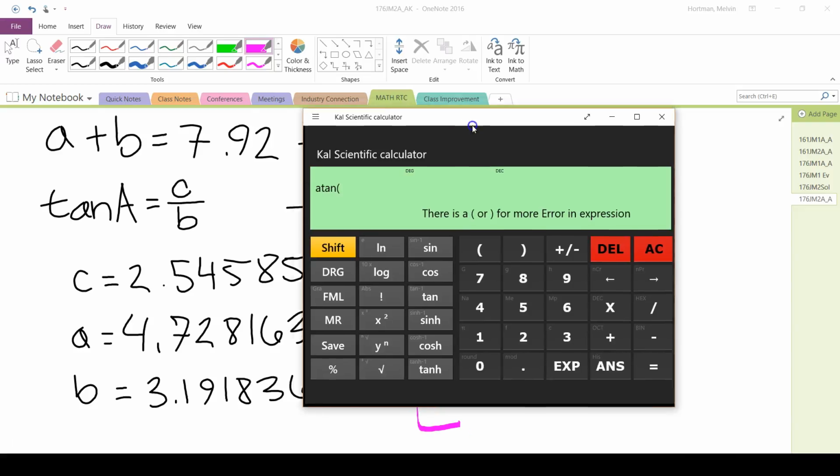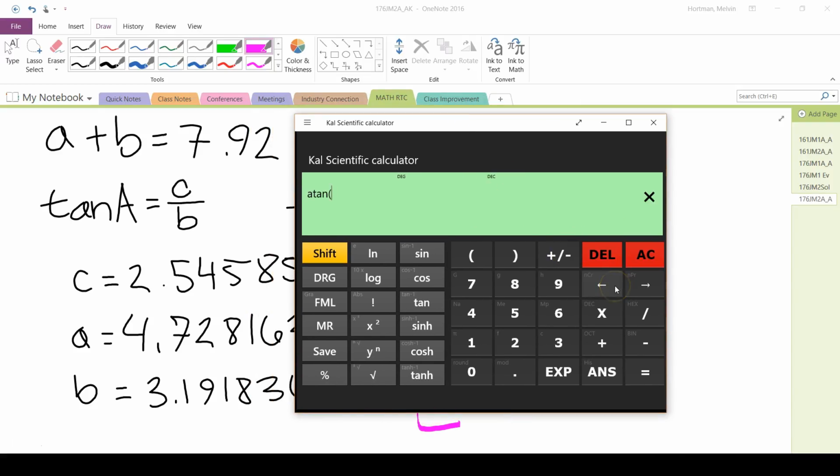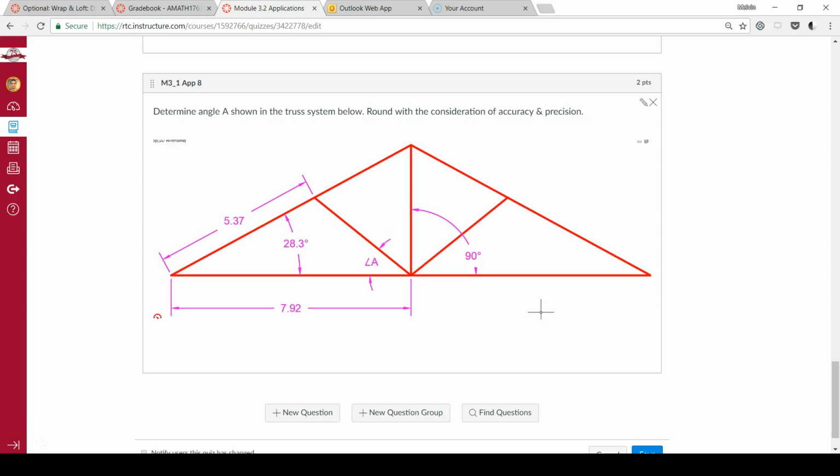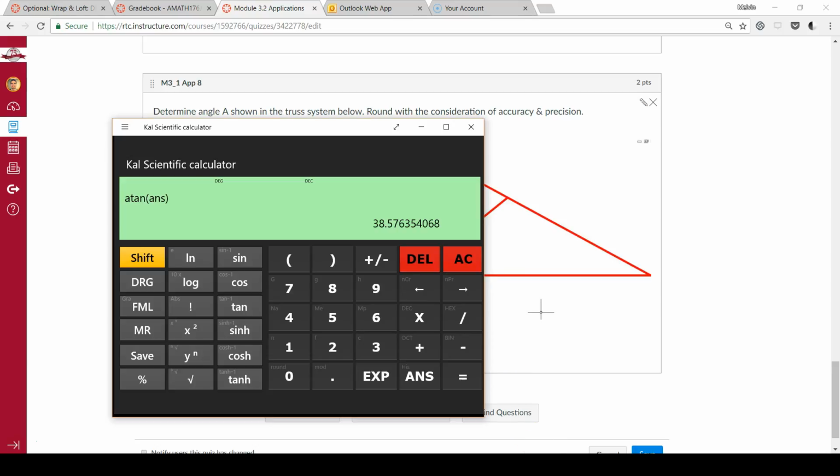Whoops. There we go, my answer gives me 38.576 something something. Now, for the number given here with the least amount of significant figures, this is a tricky one. It's actually 90. 90 has the least significant figures. It has one significant figure, so we have to round to one significant figure. That's going to round us all the way up to 40.